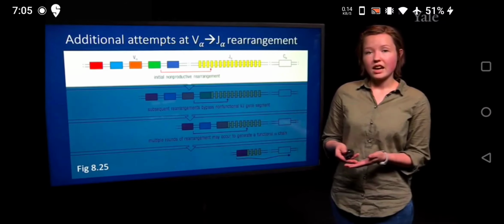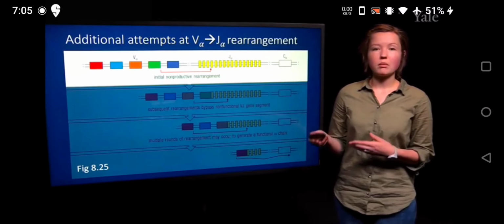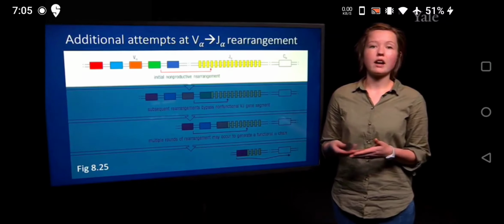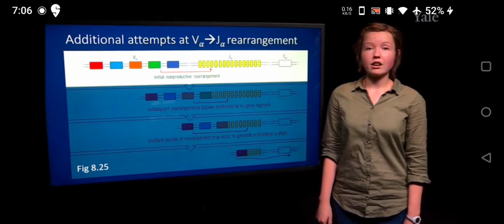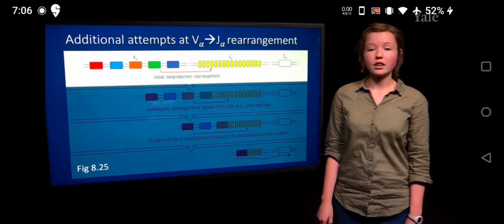At this particular stage, the double positive stage is where we begin rearrangement of our alpha chain. And if you remember looking at how the locus is arranged, we just have our V segments and our J segments. So there's only one recombination event that will happen between the V and the J, unlike the beta chain, which had to undergo D to J rearrangement and then V to DJ. So an initial attempt at V to J arrangement of the alpha chain will occur.